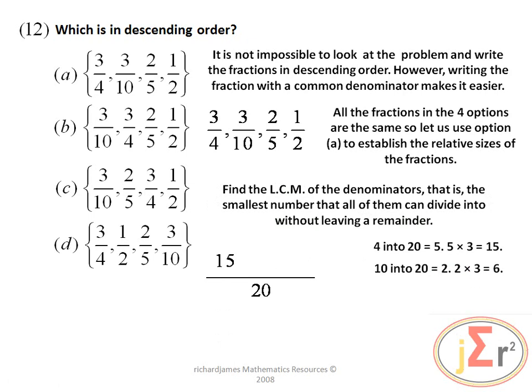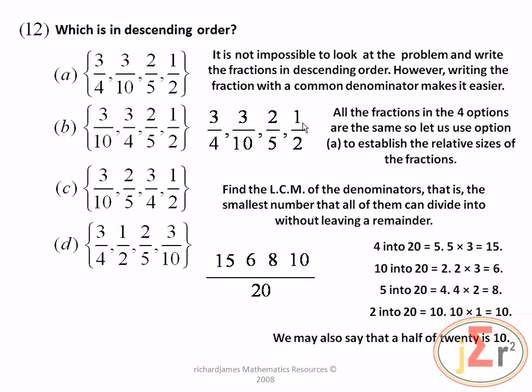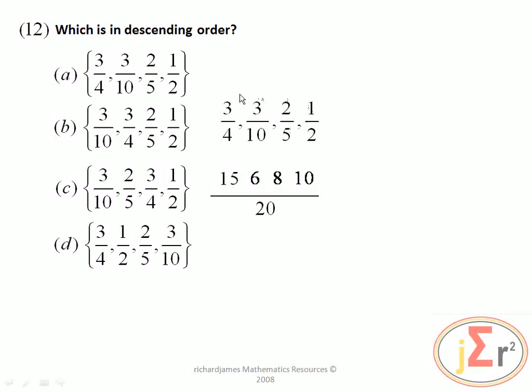So 10 into 20 is 2, and then 2 times 3 is 6. And 5 into 20 is 4, and 4 times 2 is 8. And finally, 2 into 20 is 10, and 1 multiplied by 10 is 10. Or we may say that half of 20 is 10. So here we have the fractions placed with a common denominator, and these are the resulting numerators.